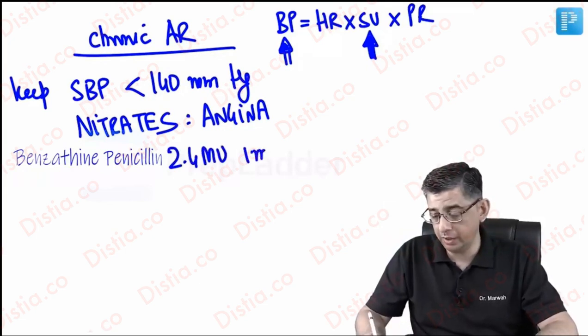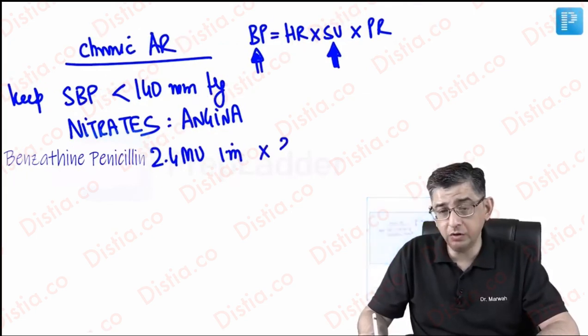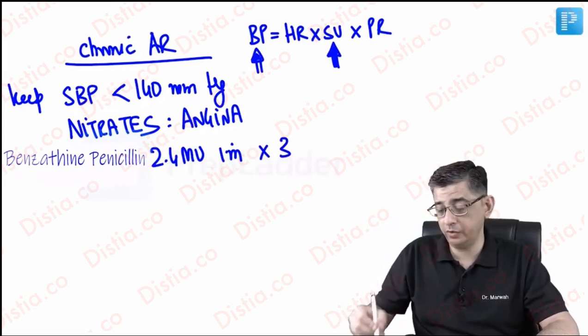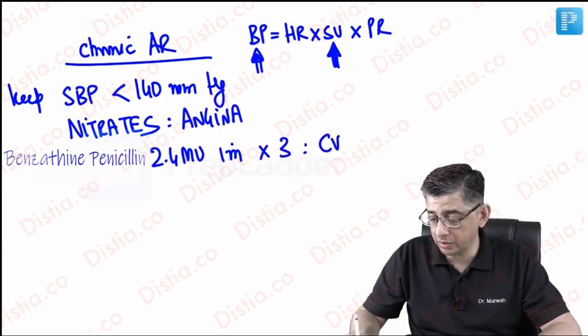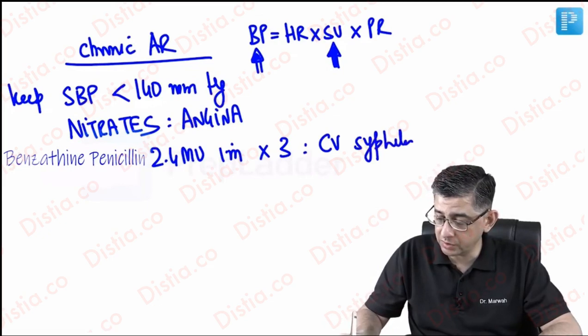This would be given intramuscularly, and you would be giving 3 shots to the patient on a weekly basis. So this is itself a question: what is the treatment for cardiovascular syphilis?